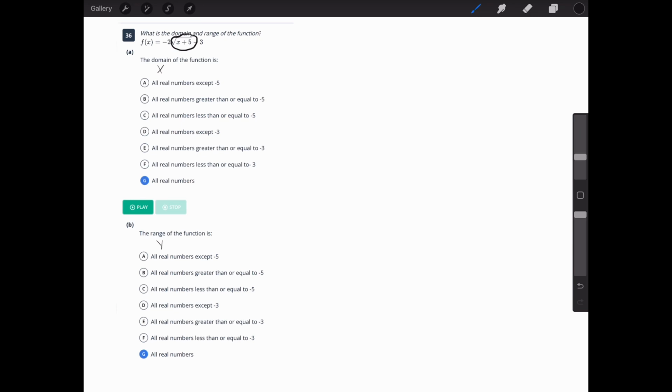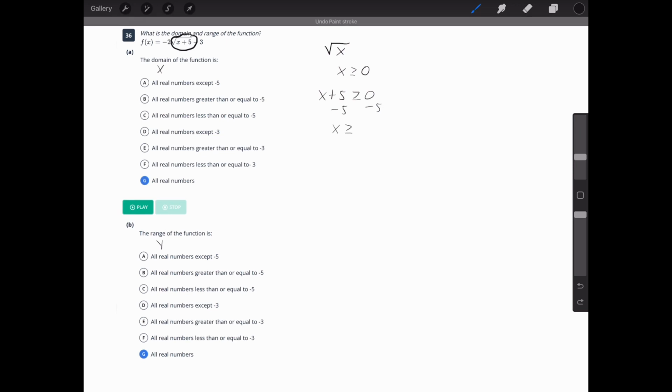A rule that we need to memorize is that if we have a square root, it has to be greater than or equal to 0 within it. We cannot have a negative value in our square root. So now, using that rule, let's set what's within our square root. We have x plus 5 greater than or equal to 0. We subtract 5 on both sides. We know that x has to be greater than or equal to, not 0, negative 5.